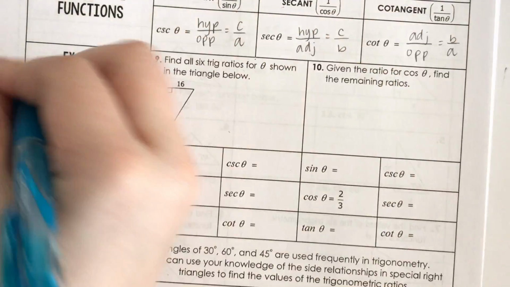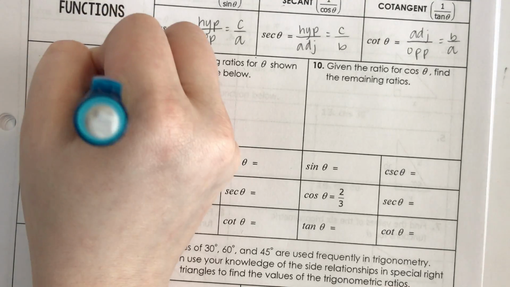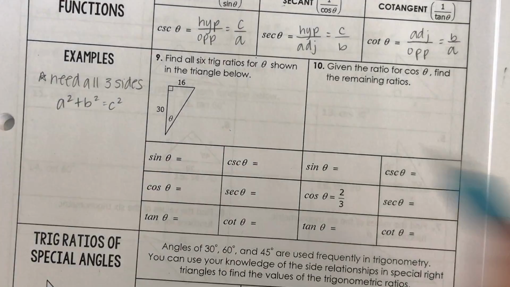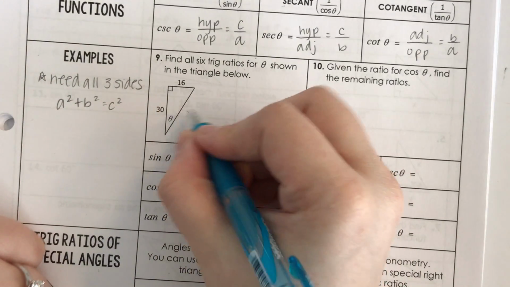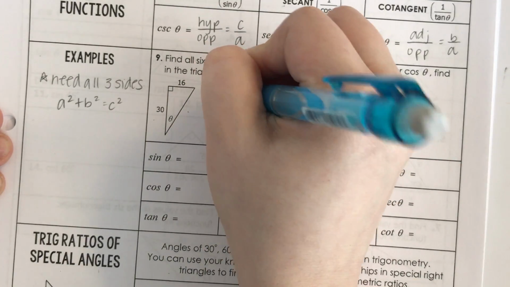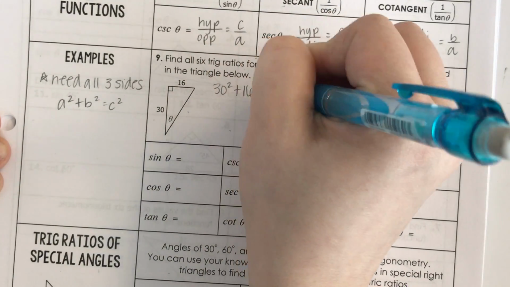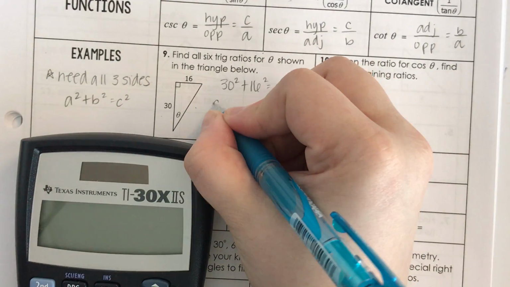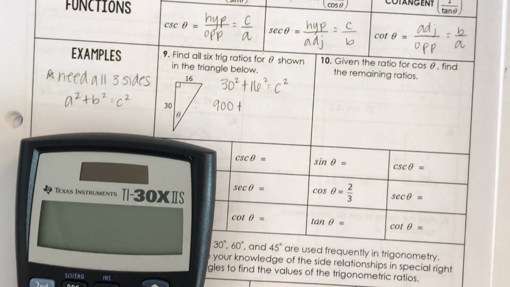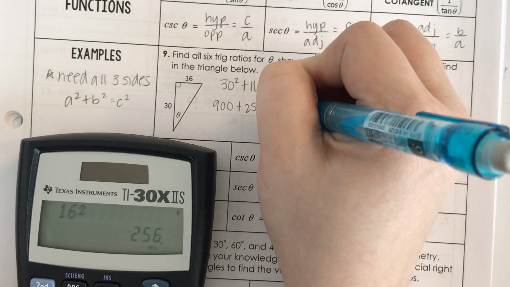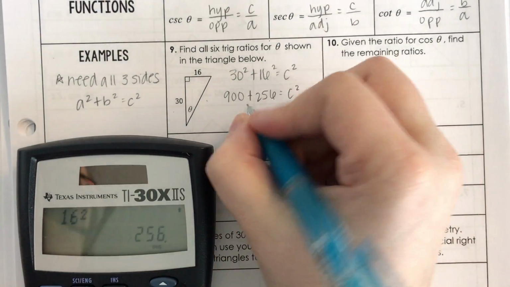So I know a squared plus b squared equals c squared. This is why we learned this again, because you're going to use it, okay? So I don't know the hypotenuse. I'm looking for that. That's what I'm trying to find. But I do know the 2 legs. So 30 squared plus 16 squared equals c squared. So 30 squared, well, 3 times 3 is 9. So 900 plus, I believe 16 squared is 256. 256 equals c squared.